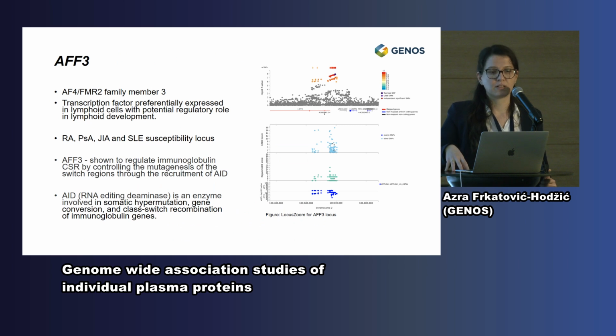But there was also a study that has shown that AFF3 regulates immunoglobulin class switch recombination by controlling the mutagenesis of the switch regions through recruitment of AID. AID is an enzyme known to be involved in somatic hypermutation and class switch recombination of immunoglobulin G. So this does show that there is a direct association with IgG. However, we still don't know how manipulation of this gene would affect the levels of FAB glycosylation. That would be interesting to check in functional studies.